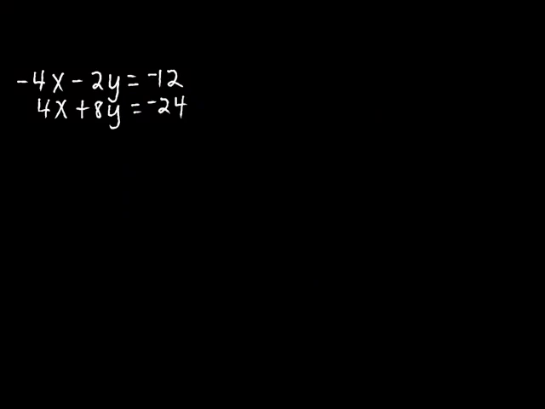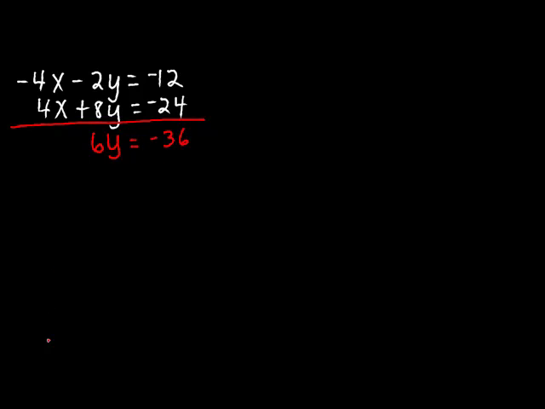The first two equations that we have are really easy to use elimination for because the coefficients of the x terms are opposites. The first one has a negative 4x and the next one's got a positive 4x. And the nice thing about that is when I add these two equations together, which is what we do with elimination, I am going to have eliminated the x terms without doing very much work. So negative 2y plus 8y is equal to 6y. Negative 12 minus 24 is equal to negative 36.